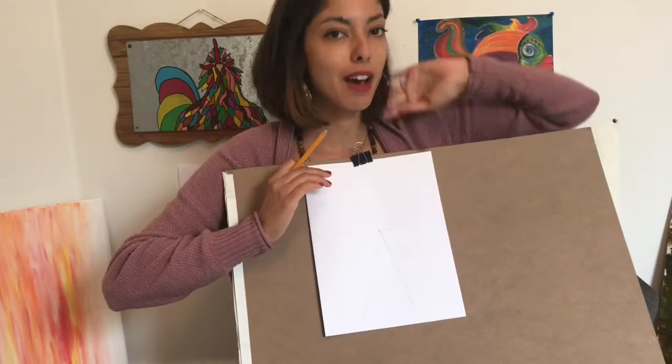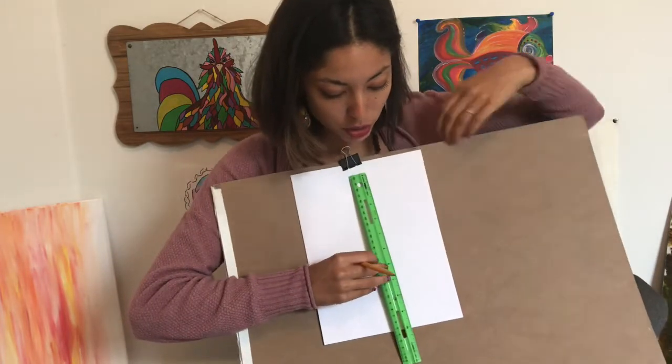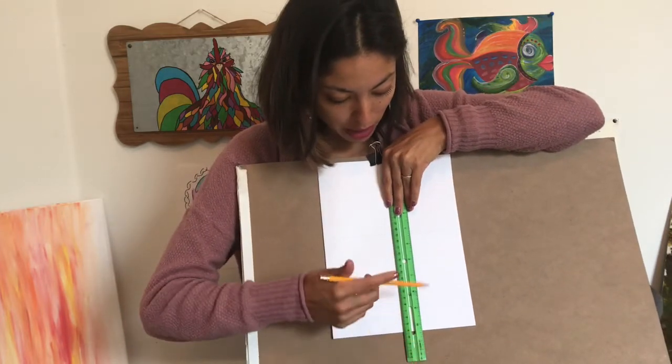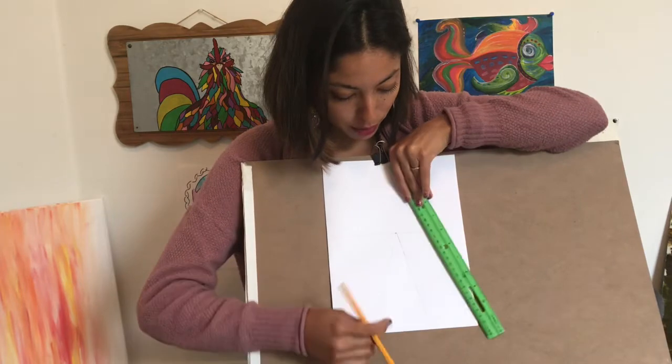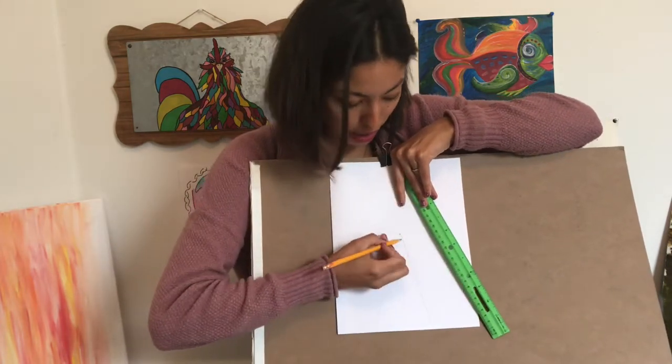Now roads usually have lines that go down the middle. So again, I'm going to use my ruler for this. I'm not going to trust myself. I'm going to use my ruler and make a line right in the middle, so I know that my little bars are going to go straight in there.